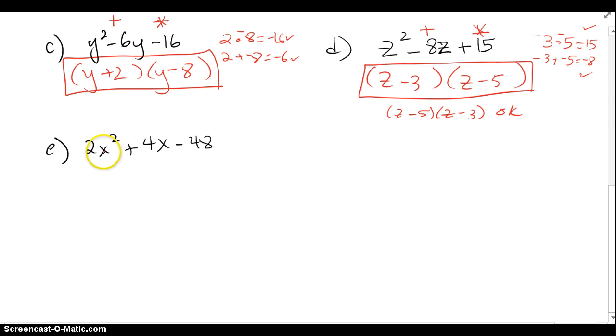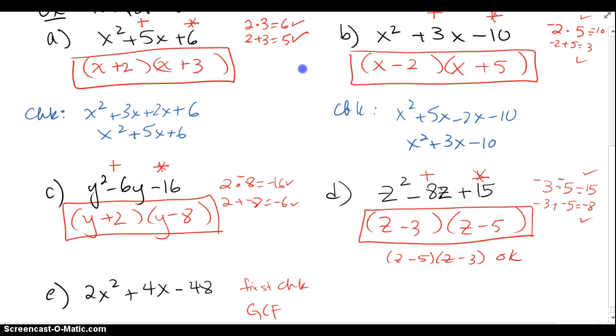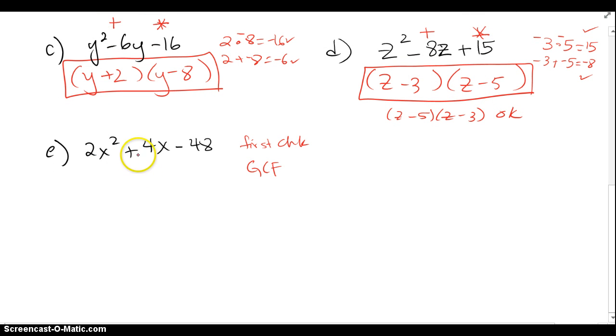Okay, next one, it looks like this is a little different because it starts off with a 2, but notice I have a GCF that's 2. So your first check should always be GCF. If there's a GCF, before you do anything else, pull out the GCF. All the other problems we did up above didn't have a GCF for me to pull out of any of these. But part E happens to have a GCF of 2, so I've got to pull that and put it outside first. That's going to make it x squared plus 2x minus 24.